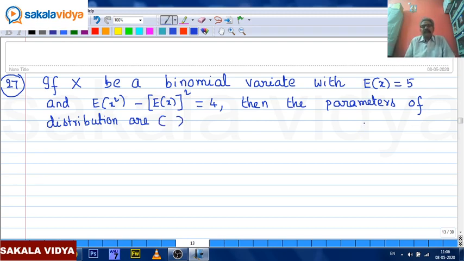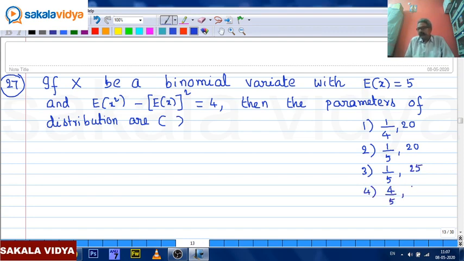That means first option is 1 by 4 comma 20, second option 1 by 5 comma 20, third option 1 by 5 comma 25, fourth option 4 by 5 comma 25. This is the question.